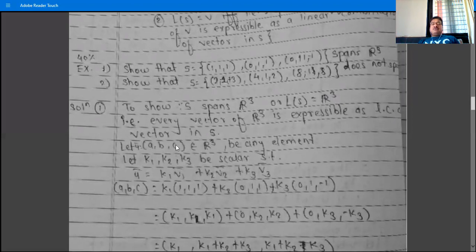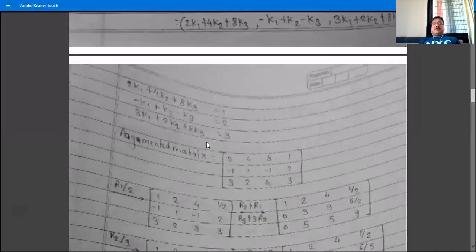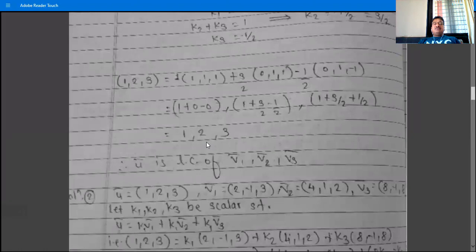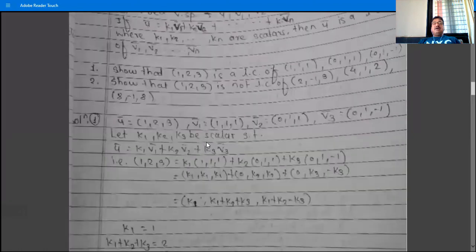Now what do we have to show? This R3 contains infinitely many vectors, and we have to show each vector of R3 is expressible as a linear combination of these three vectors. So for that we take any vector from R3. Let u bar equal (a, b, c) belong to R3 be any vector from R3. Now we have to show this (a, b, c) is expressed as a linear combination of these three elements. The previous topic was the linear combination, so we know the procedure to express this element as a linear combination of these three elements.